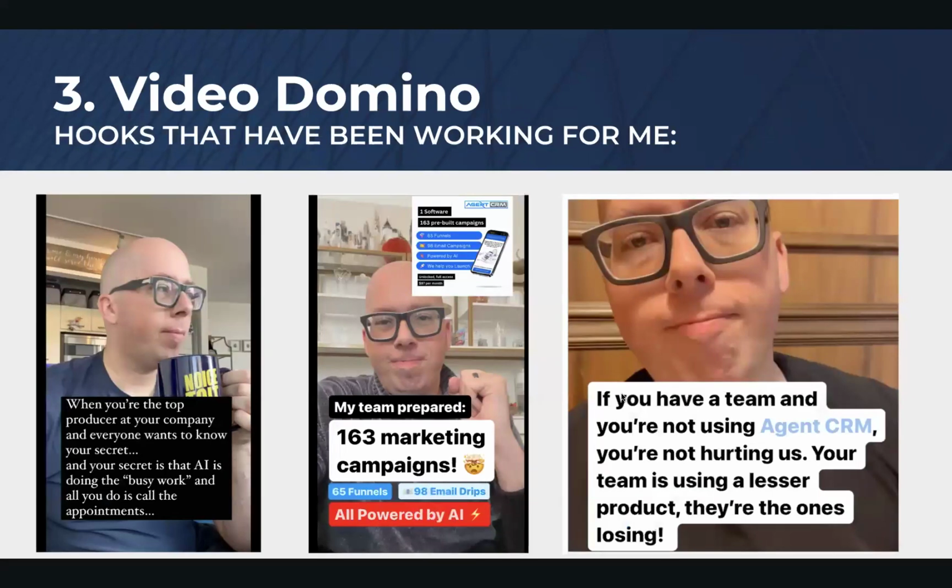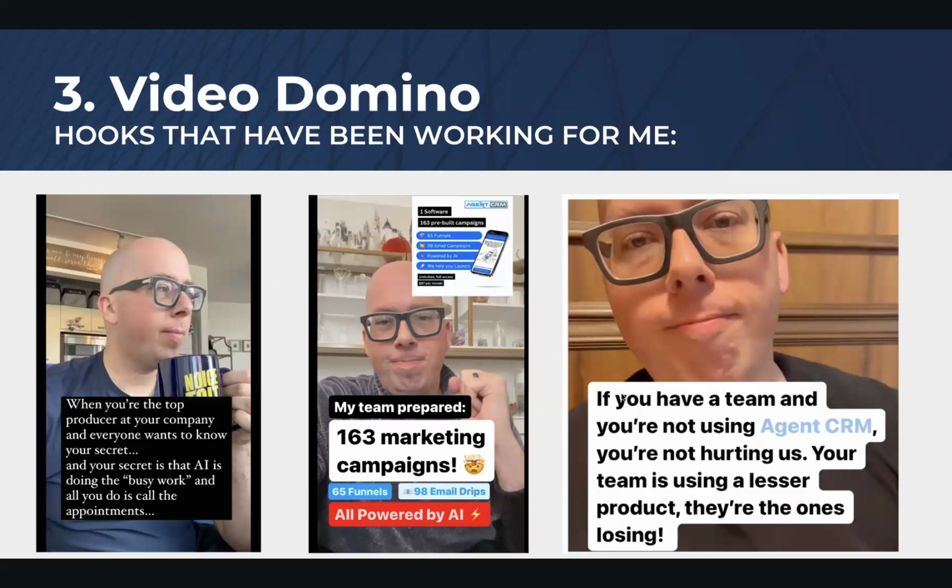Here are some hooks that I've been using that have worked really well for some of my video dominoes. So you can take these and feel free to use them. One of them is me, and I don't actually talk, right? I'm just sitting there, and the text says, when you're the top producer at your company and everyone wants to know your secret, and your secret is that AI is doing the busy work and all you do is call the appointments. That's me, just sitting there sipping coffee. People click on that and they go to the agent CRM page.